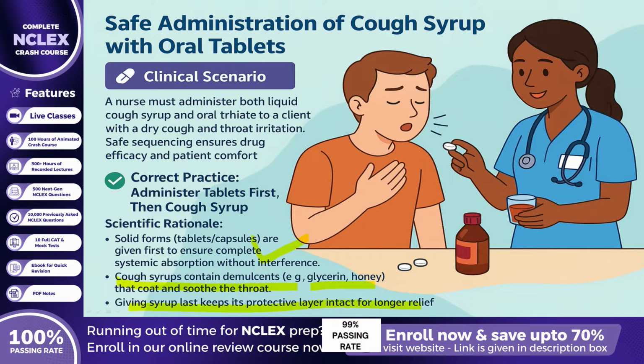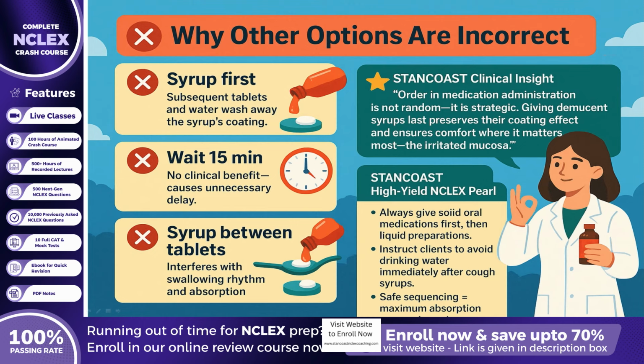If the nurse were to give the syrup first, the subsequent tablets and sips of water needed to swallow them would wash away that protective coating, significantly reducing its benefit. Similarly, waiting 15 minutes before or after syrup administration adds unnecessary delay and confusion to the medication routine without any clinical advantage. Giving the syrup between tablets is also inappropriate because it interferes with swallowing and can hinder proper absorption. Therefore, administering all tablets first followed by the cough syrup last not only ensures optimal drug absorption, but also allows the syrup to perform its intended function of soothing the throat.